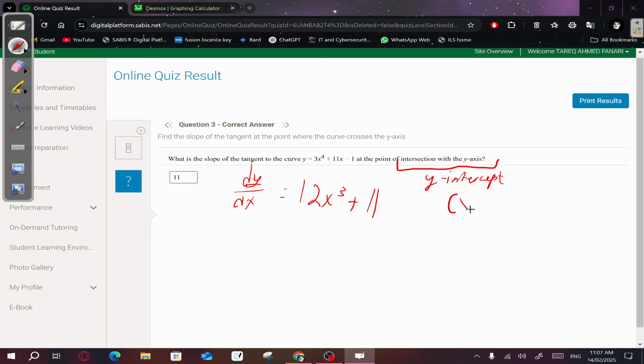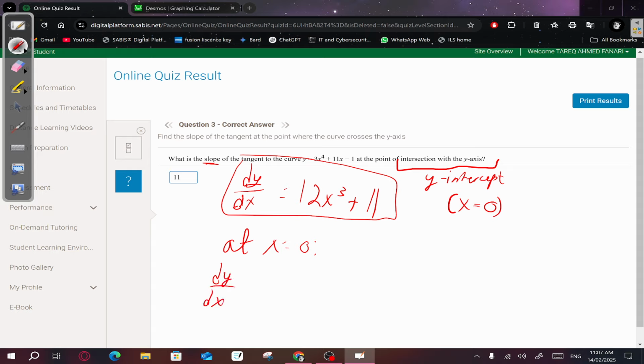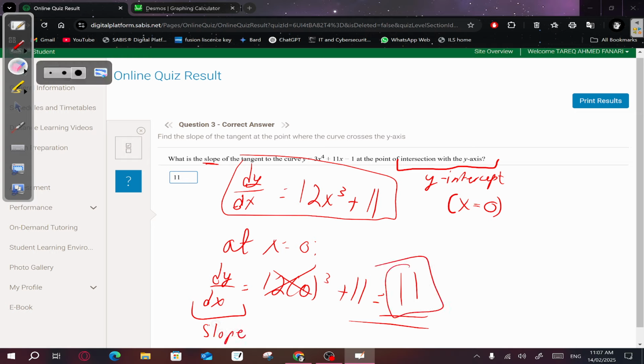So this means that x is equal to 0, right? And they want the slope. They don't want the equation. They just want the slope. So we're not going to use anything else. We're only going to use dy by dx. So at x equals 0, dy by dx equals 12 times 0 cubed plus 11. This cancels because anything multiplied by 0 is 0. So it equals 11. And again, dy by dx is our slope. So it is 11. And that's our answer.